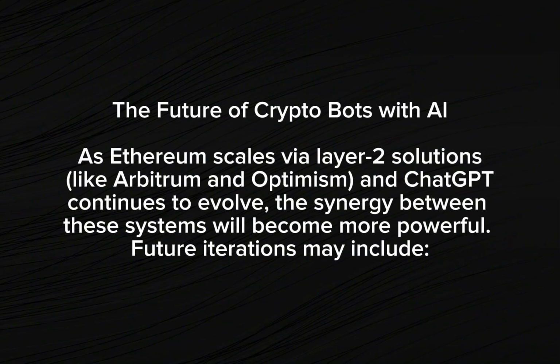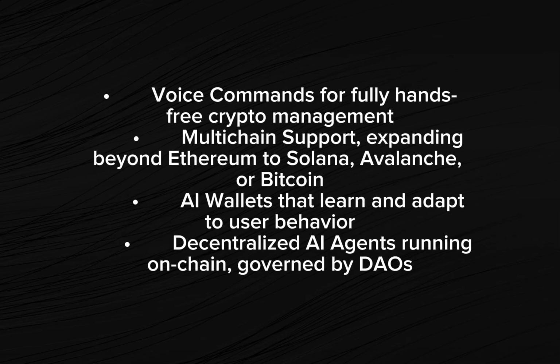The future of crypto bots with AI. As Ethereum scales via Layer 2 solutions like Arbitrum and Optimism, and Chat continues to evolve, the synergy between these systems will become more powerful. Future iterations may include voice commands for fully hands-free crypto management, multi-chain support, expanding beyond Ethereum to Solana, Avalanche, or Bitcoin, AI wallets that learn and adapt to user behavior.